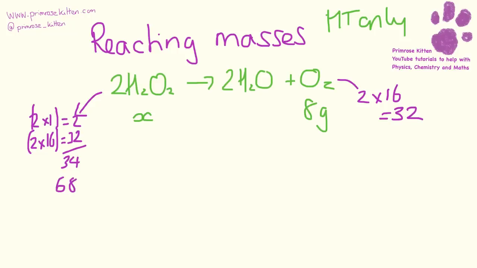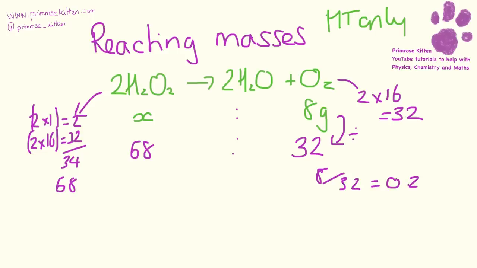So we know 68 grams would be produced from 32 grams of oxygen, and now we can just treat this as a ratios question. What we need to do is 8 divided by 32, that is going to give us 0.25. We can then take that and times it by 68 over here. So 68 times 0.25 is going to give us 17 grams. Loads more examples again in my book.